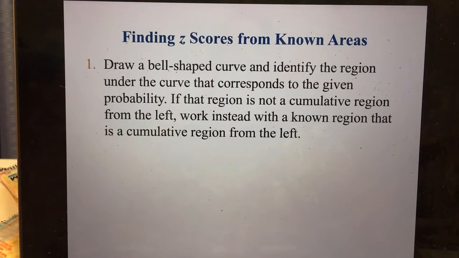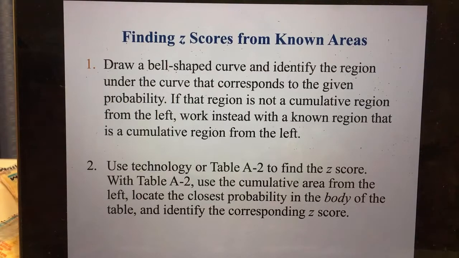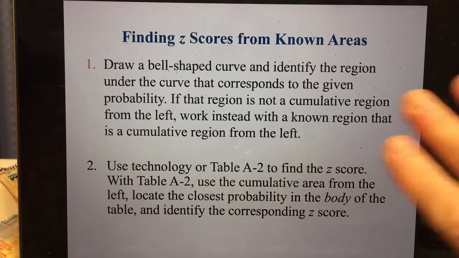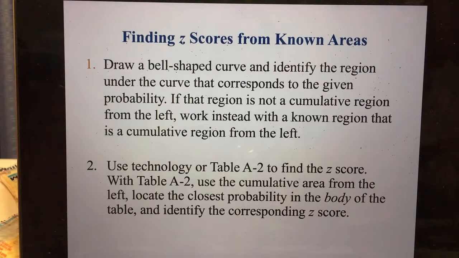So it says here, draw a bell-shaped curve and identify the region under the curve that corresponds to the given probability. If that region is not a cumulative region from the left, work instead with a known region that is a cumulative region from the left. So in other words, we're going to work with something that is known, and I'll show you what we're doing with that. It says use technology or table A2 to find the z-score. We're going to go from the probability that's inside the table to the z-score across the top. And then we're going to go from the z-score to the x-score using the formula we just talked about. With the table, we're going to use the cumulative area from the left, locate the closest probability in the body of the table, and identify the corresponding z-score.